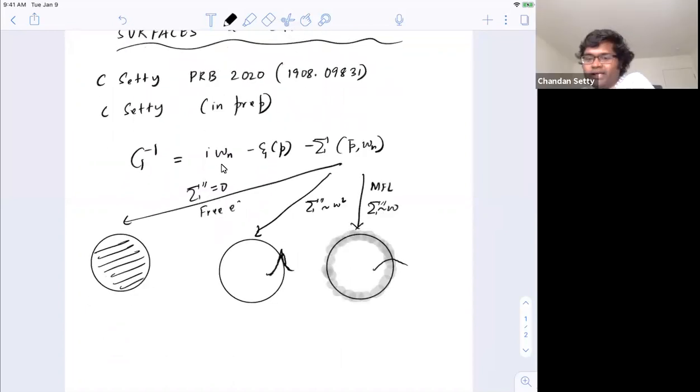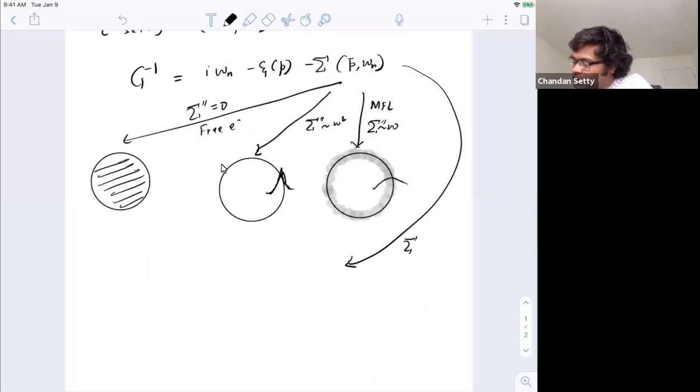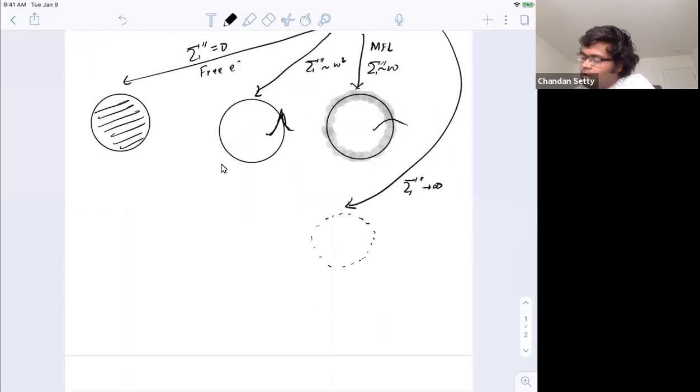Now, in principle, I can crank up the interactions even more, like make my interaction so large that the self energy goes to infinity. In such a case, what you end up with is a contour not of poles, but a contour of zeros. On this entire contour, the Green's function is not infinity, but it's actually zero. And so this is what typically one calls a Luttinger surface, which is a contour of zeros of the single particle Green's function, which arises from some infinity in the self energy.